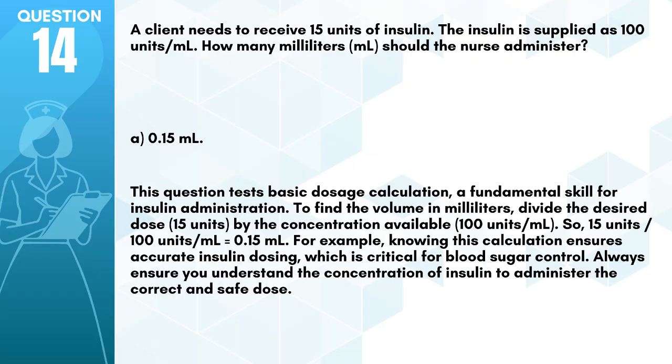Answer: A. 0.15 milliliters. This question tests basic dosage calculation, a fundamental skill for insulin administration. To find the volume in milliliters, divide the desired dose, 15 units, by the concentration available, 100 units/ml. So, 15 units/100 units/ml equals 0.15 milliliters. For example, knowing this calculation ensures accurate insulin dosing, which is critical for blood sugar control. Always ensure you understand the concentration of insulin to administer the correct and safe dose.